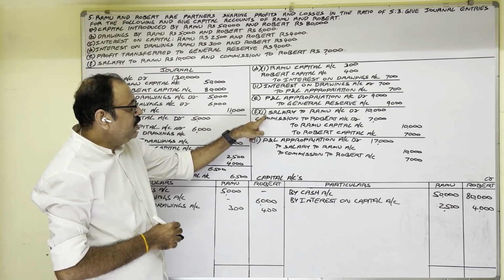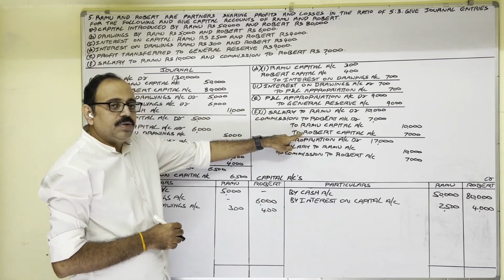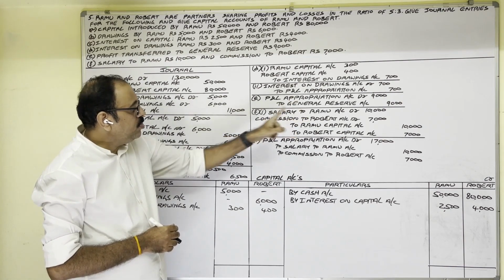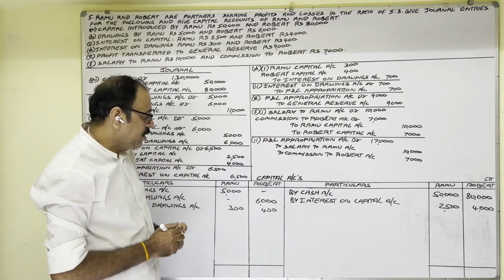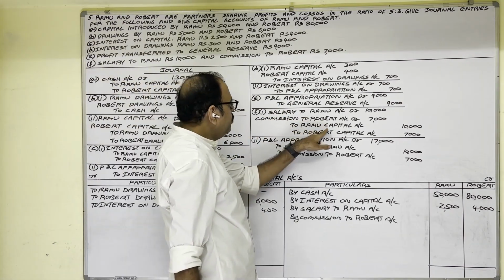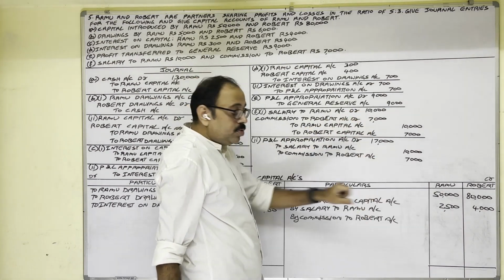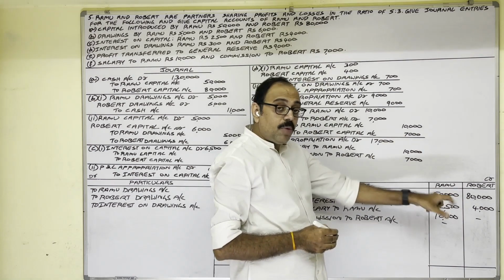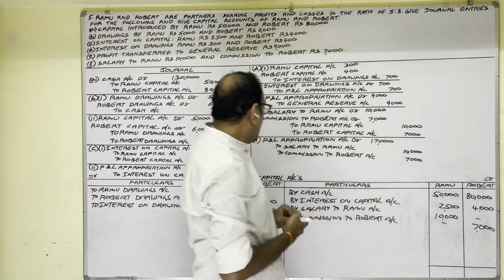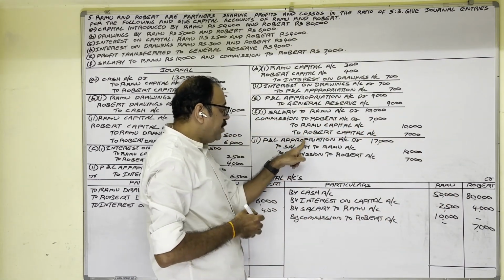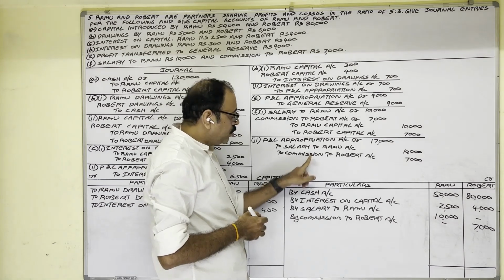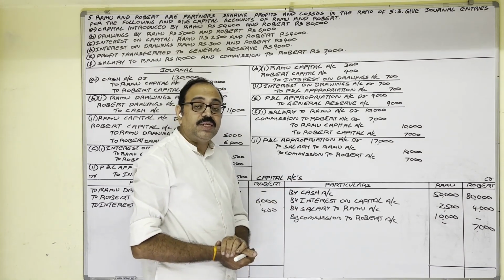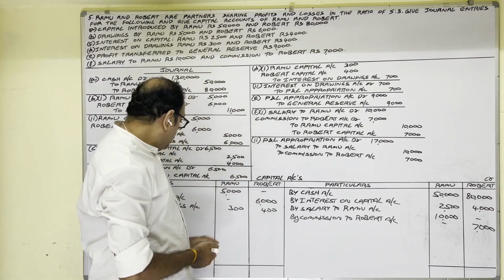F bit first entry: capitals are credited, so credit side we should post. By salary to Ramu, by commission to Robert. Salary to Ramu, 10,000 rupees in Ramu's column. Commission to Robert, 7,000 rupees in Robert's column. Last entry: here capital account is not there, no need to post this entry. So posting is completed. Next step is balancing.